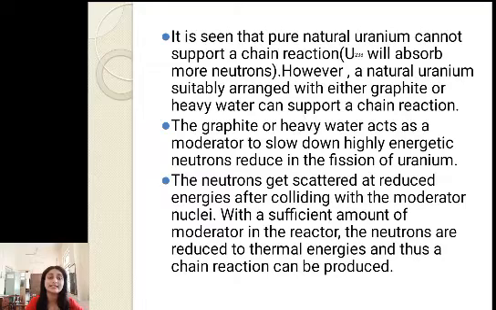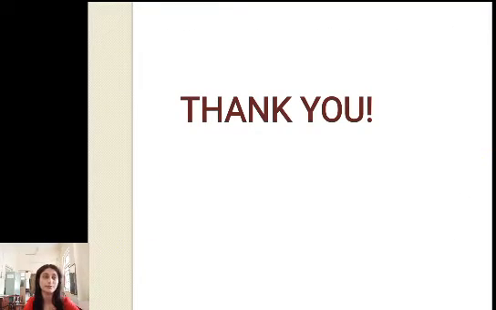The neutrons get scattered at reduced energies after colliding with the moderator, and with a sufficient amount of moderator in the reactor, the neutrons are reduced to thermal energies and thus a chain reaction can be produced. So this is all about a nuclear reactor.